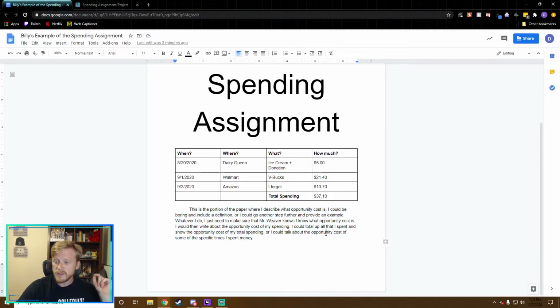Going a little bit further here, he says, I would then write about the opportunity cost of my spending. I could total up all that I spent and show the opportunity cost of my total spending, like he did here. Or he could talk about the opportunity cost of some of the specific times he spent money. So for instance, it looks like he spent some $20 on V-Bucks. Shoot, I could buy a game on Steam with $20 instead of just some fancy dress in Fortnite. Or you look at the $37. If I spent $37 on these things, I could have bought an actual decent game on Steam.